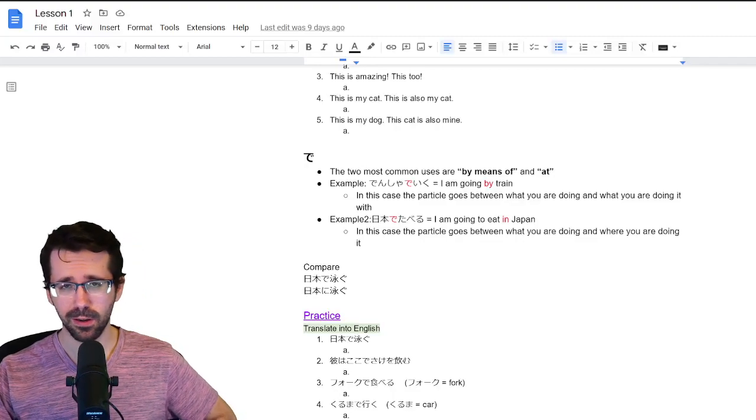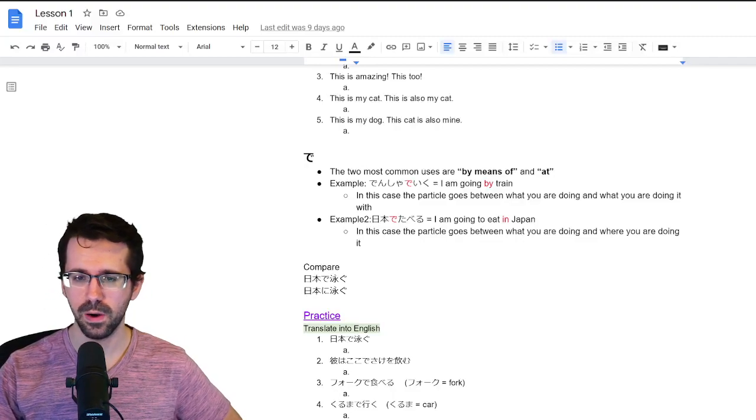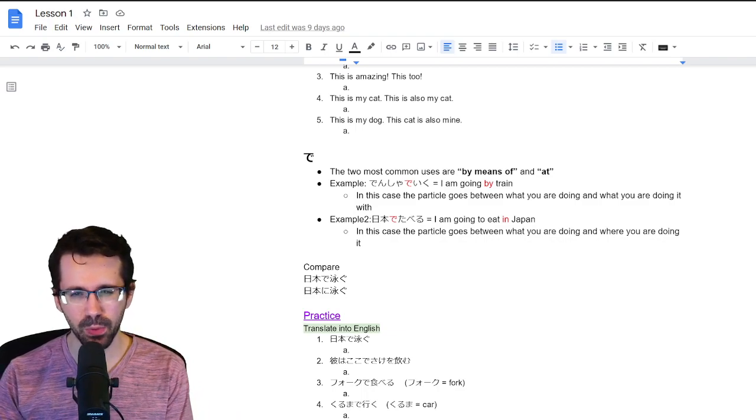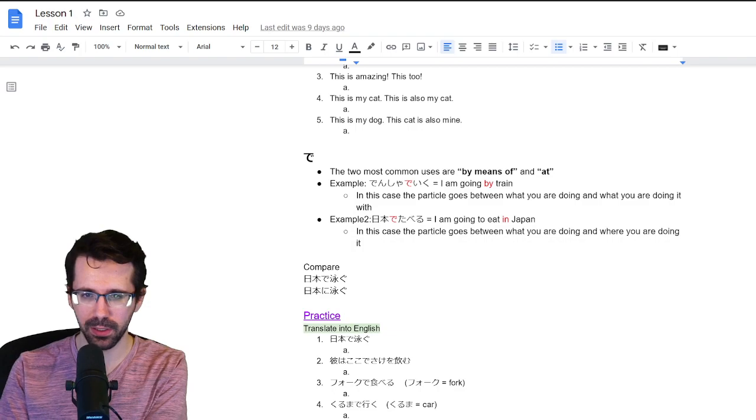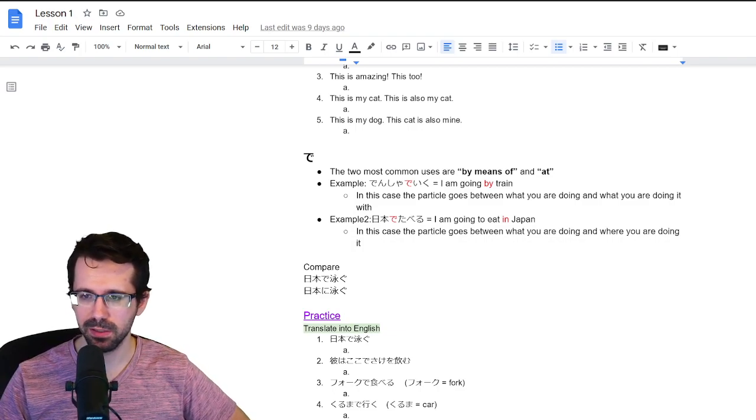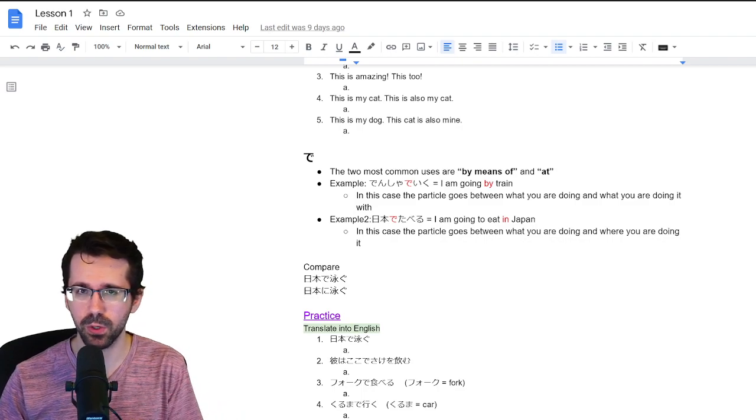Our last particle in lesson 1 is the particle de. And this is probably the most difficult particle that we've learned so far, in my opinion. Of course, it depends from person to person. Some particles might be more difficult for you than others.